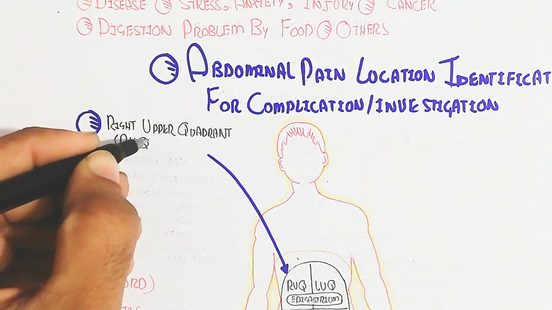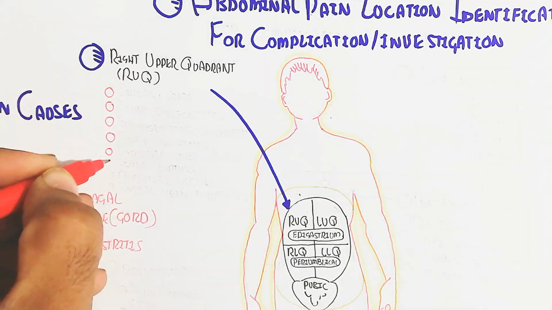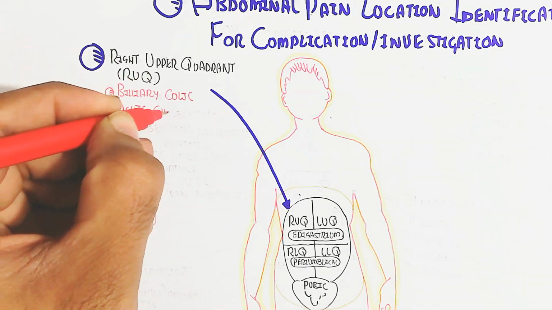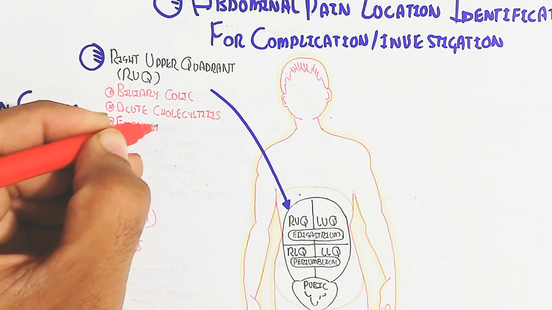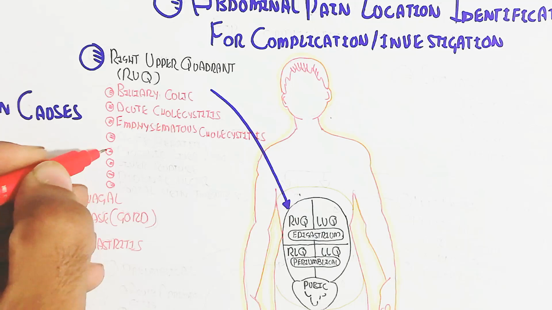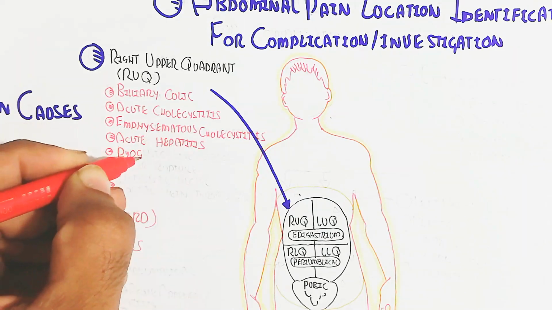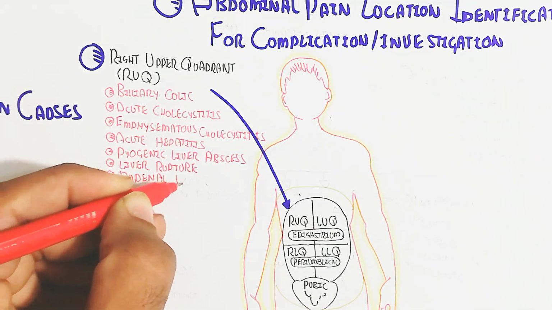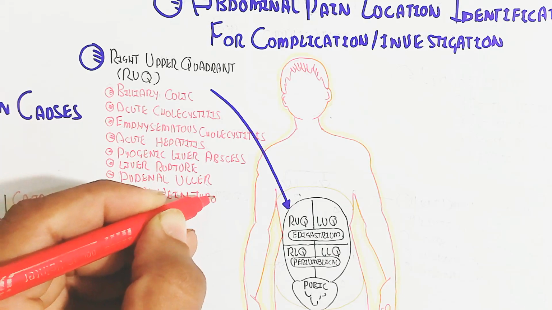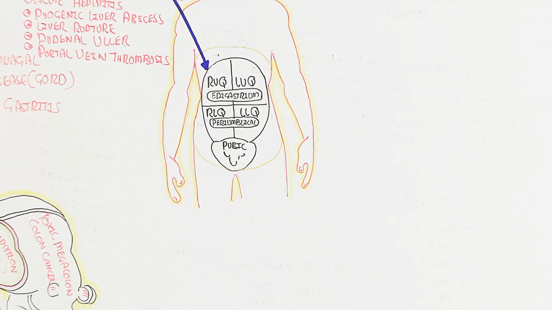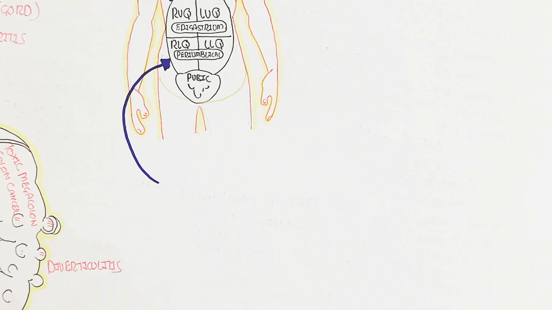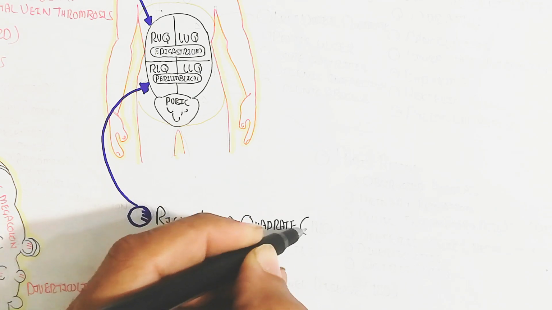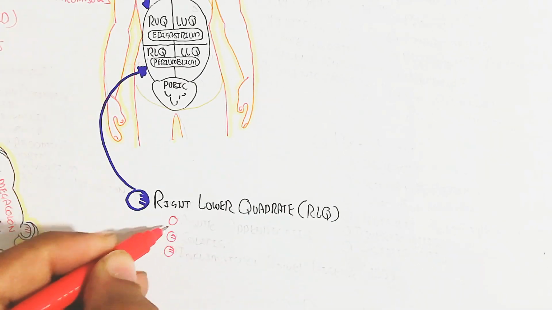The right upper quadrant can feel pain through biliary colic, cholecystitis, acute cholecystitis, emphysematous cholecystitis, acute hepatitis due to infection by a pathogen or alcohol consumption, which will lead to alcoholic hepatitis. Also pyogenic liver abscess and liver rupture, duodenal ulcer, and portal vein thrombosis.